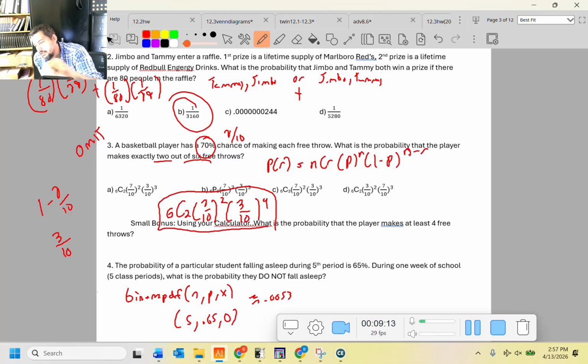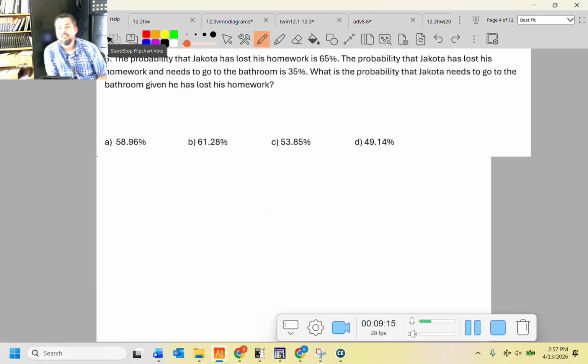All right, I got 3 minutes till teacher bell. The probability that Jacoda has lost his homework is 65%. The probability that Jacoda has lost his homework and needs to go to the bathroom is 35%. What is the probability that Jacoda needs to go to the bathroom given he's lost his homework?